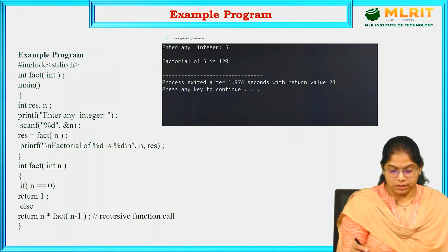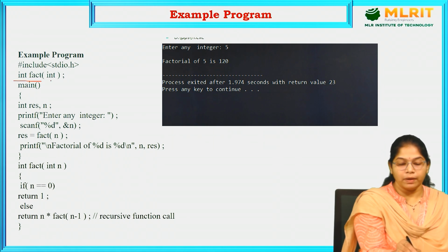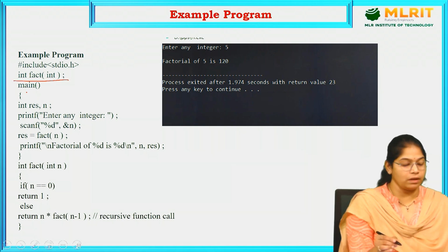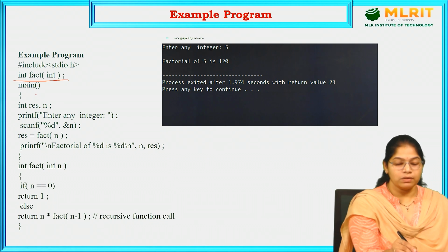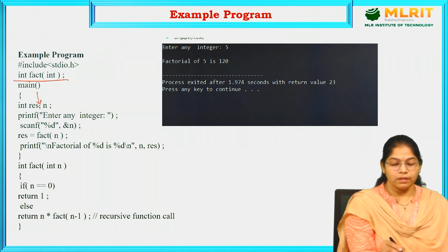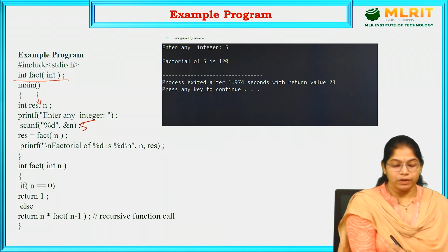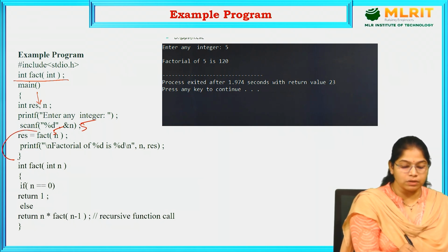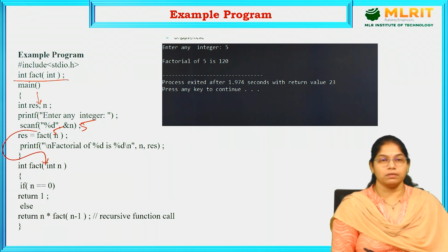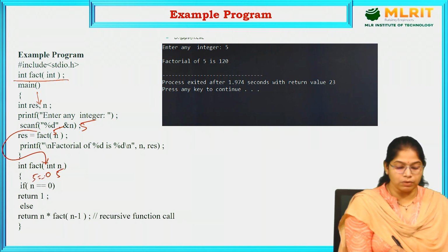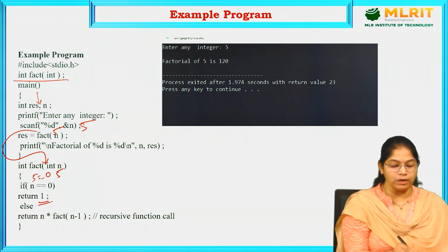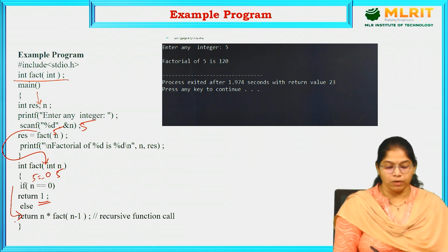So consider the same example. Here we call the function; the function declaration must always be done above the main. So the control goes here, then the n value is 5. This is a function call, so the control goes to the function definition. So n is 5. Is 5 equal to 0? No, it will not return 1. So the control goes to the else block of statements.